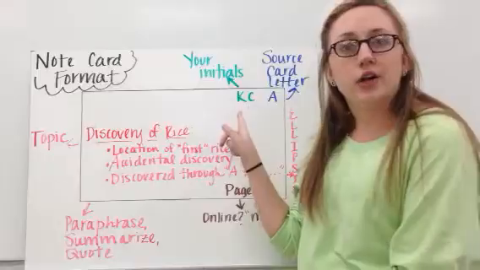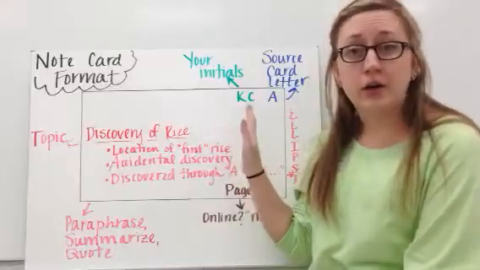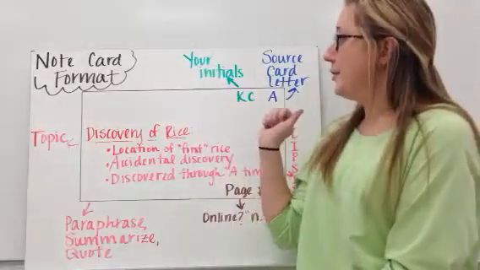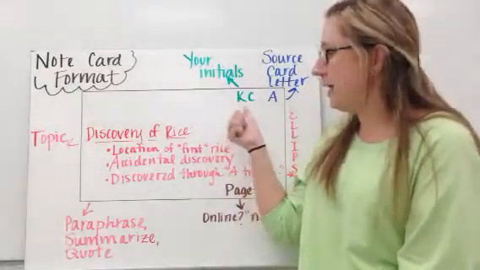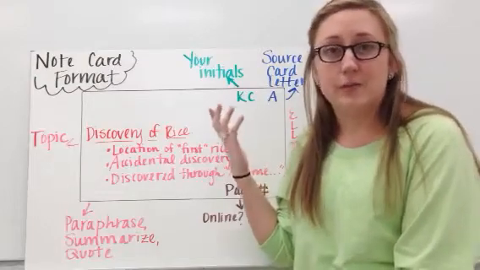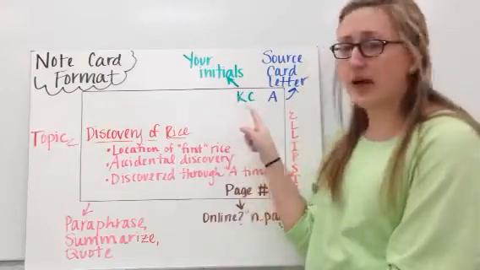Okay, so the first thing you want to do on your note cards is up in the right-hand corner, you're going to put your initials, and I've done that in green here. You can color code it, or you can use all the same color. It's up to you. So my initials are KC, so I put that here. This is just important in case you drop your note cards and someone needs to give them back to you, okay? So that goes up here.